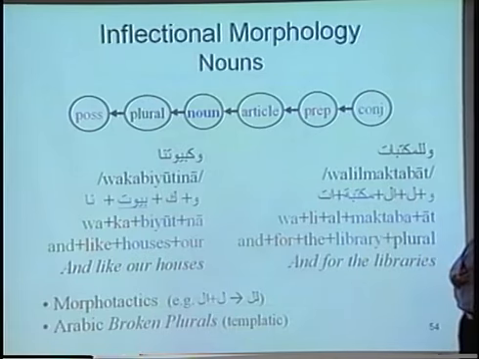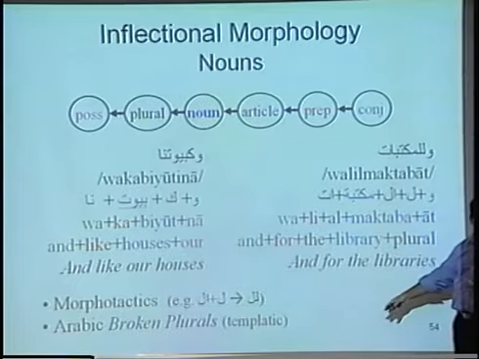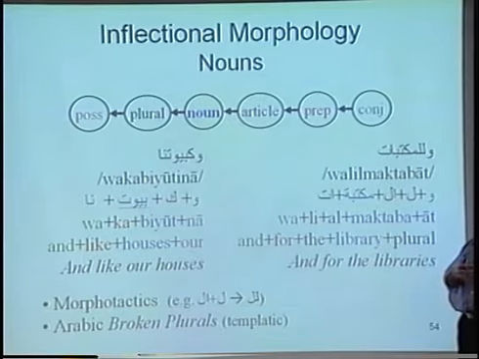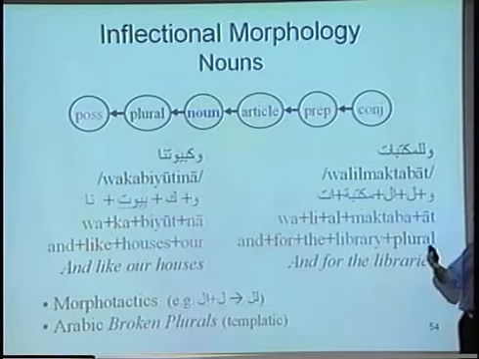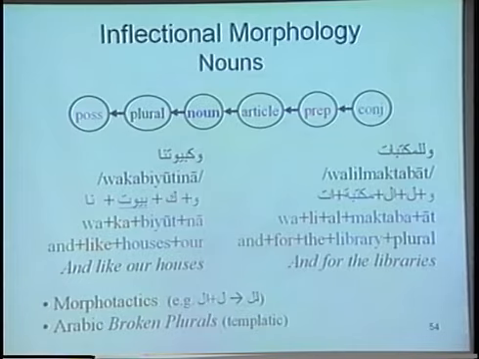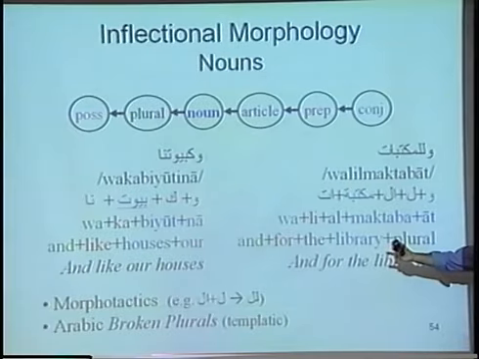In that case, the noun and the plural are merged together. This is a case of broken plural, which is basically a class of making plurals by changing the pattern. So the basic form is bayt, and instead of saying baytin or baytat, just by adding a suffix, you create a totally different pattern word.